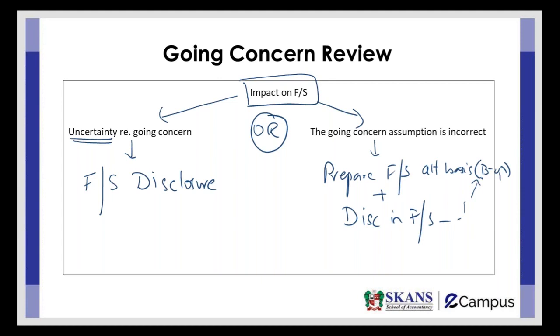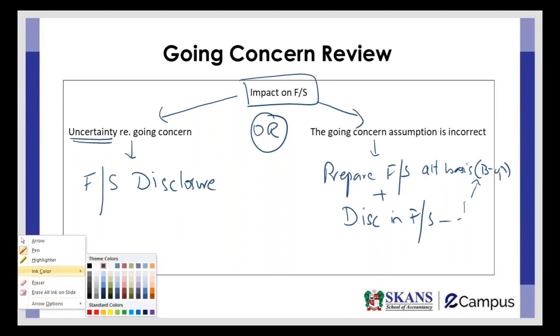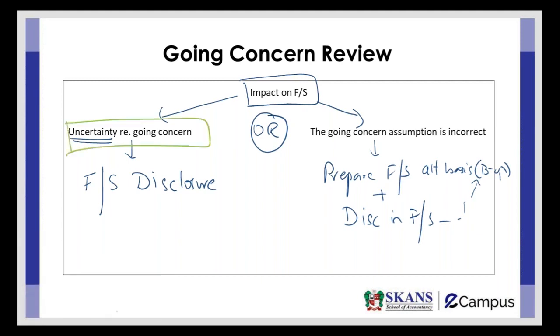Plus, after preparing financial statements on a breakup basis, I'll have to give a disclosure as well. That, by the way, these financial statements have been prepared on a breakup basis. So please remember, for going concern, there could be 2 types of impact. Slightly less problematic is only an uncertainty because that's just a disclosure. More problematic is the fact that I know that the going concern assumption is wrong.